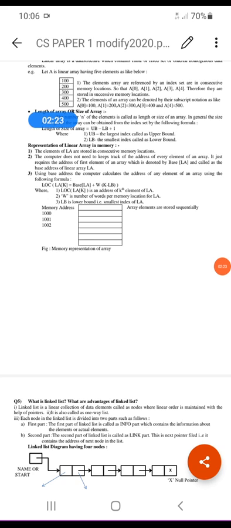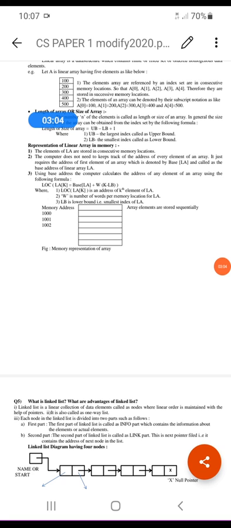So the exact location of the kth element of an array can be given by LOC(LA[k]) equals Base(LA), that is the base address or initial address of the array, plus W into (k minus LB), where LB is the lower bound, k is the element for which the address is found, and W is the number of words per memory location of the linear array. LA stands for linear array. So if we know the lower bound and the length of the data, then we can easily calculate the address of the kth element, or any element.